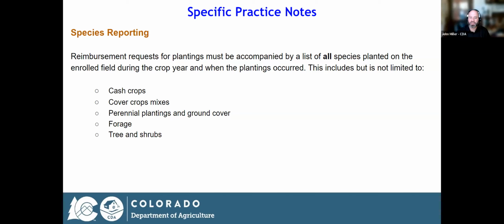In a lot of cases last year, the species that they were planting were the species they were asking for reimbursement on the seed. Which is fine, but if they plant ones that they're not asking for reimbursement on the seed, we would like to know about those ones as well.